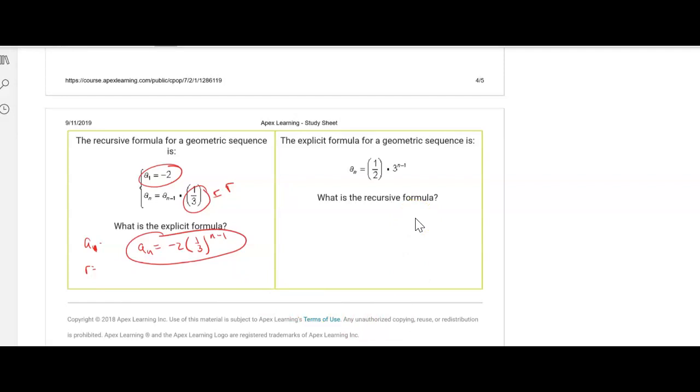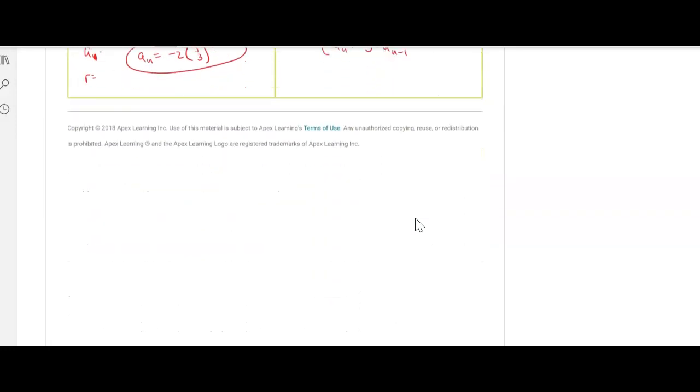So now the explicit rule for the geometric sequence is given. What is the recursive rule? Well, when I look here, this is your initial amount, a, and this is your common ratio. So when we go to write the recursive rule, we're going to say a sub 1 equals 1/2. Then my nth term is going to be my previous term times, sorry, times 3. So we go 3 times a sub n minus 1. And that is the recursive formula.